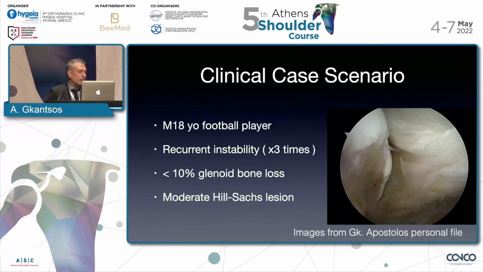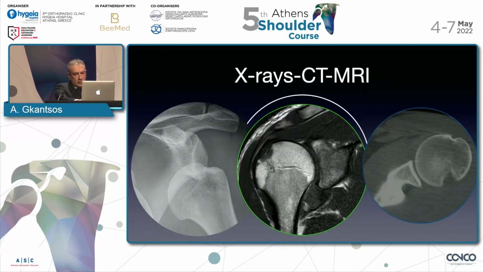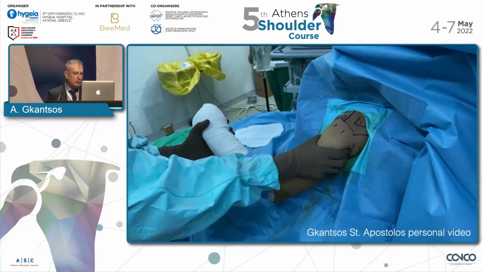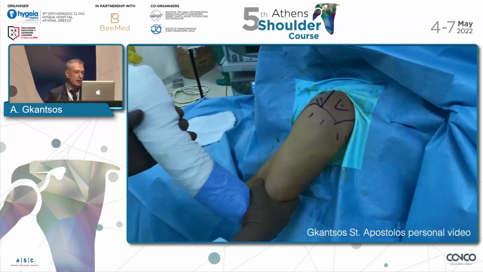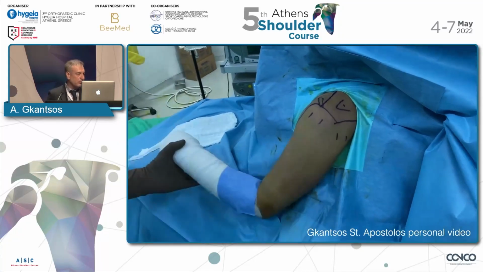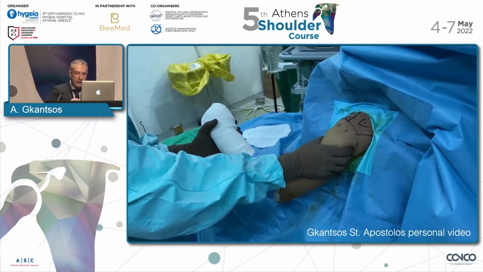So, a clinical case scenario: a 30-year-old football player with earlier instability about 3 times, very little glenoid bone loss, and a moderate Hill-Sachs lesion in his head. These are the physical examination findings intraoperatively with the load and shift. Fortunately, the sulcus sign is not obvious when we perform it in external rotation. We had worries about his rotator interval then.